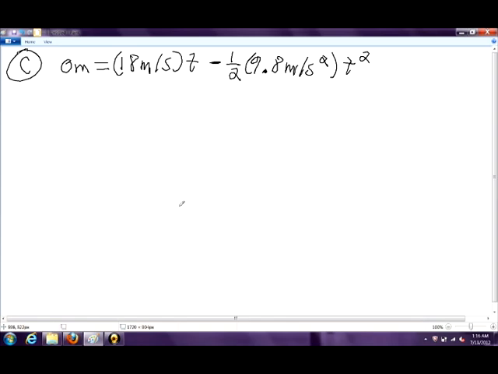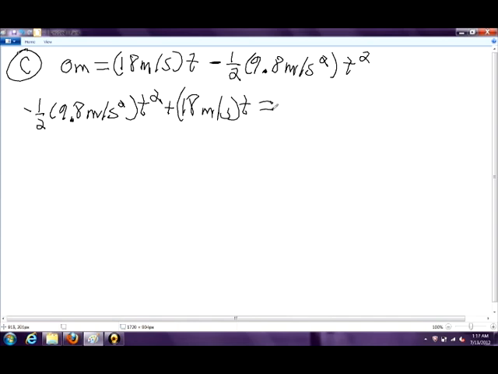Okay, so let's see now. Once again, I'm going to write it in descending order. So negative 1/2 times 9.8 meters per second squared times t squared plus 18 meters per second times t. And that's equal to 0 meters.